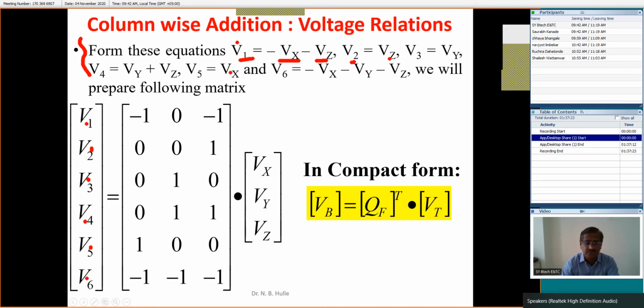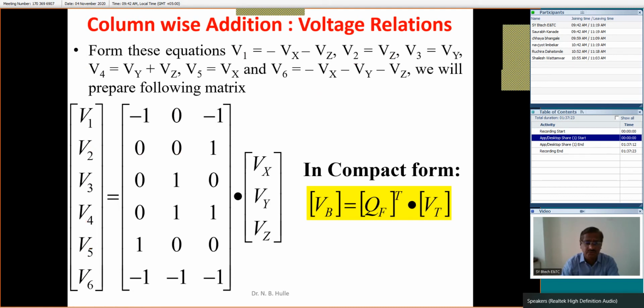This is the column matrix. For V1, how will the entry be? V1 is nothing but the multiplication of this first row and first column. Vx its entry is minus 1, Vy its entry is 0, and Vz its entry is again minus 1. That's why it is minus 1. If we multiply this by this, we will get this equation. It's from these equations we are preparing the matrix. How is the entry for V2? Vx is 0, Vy is 0, Vz is 1. If we multiply this row and this column, we will get this equation, and so on. We'll prepare this matrix.